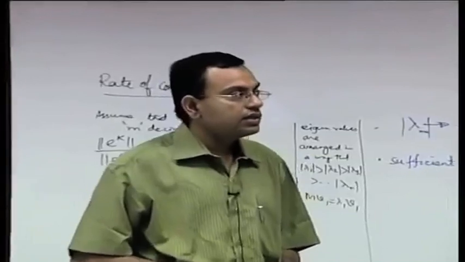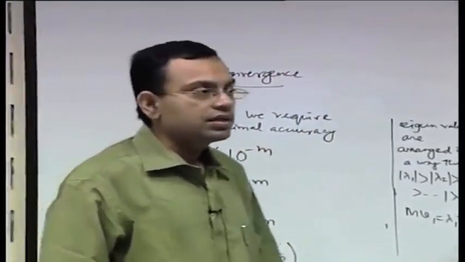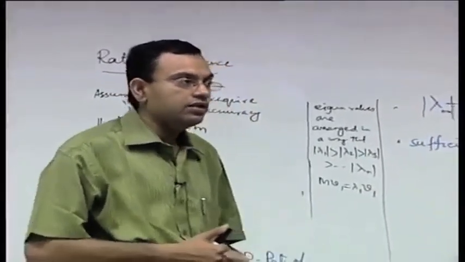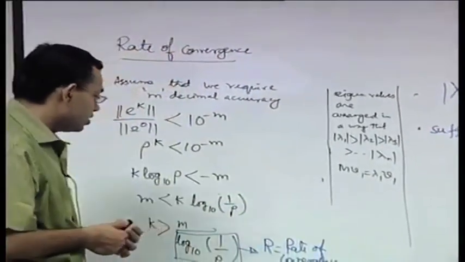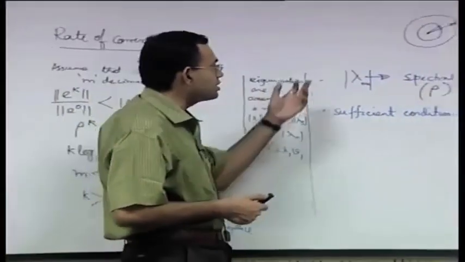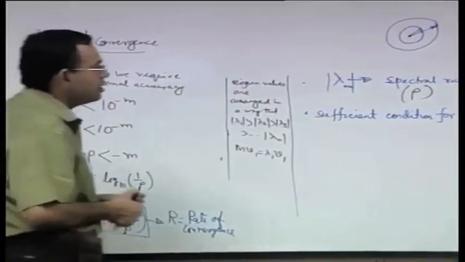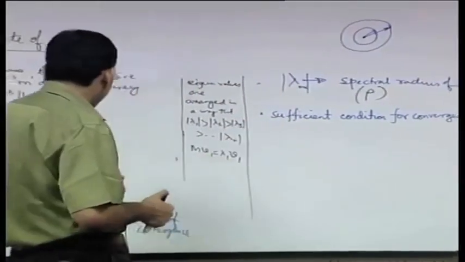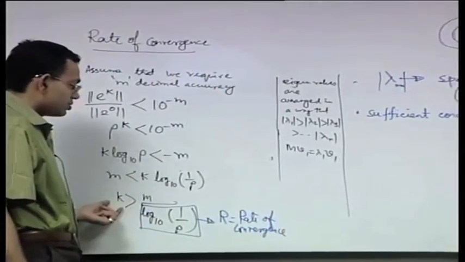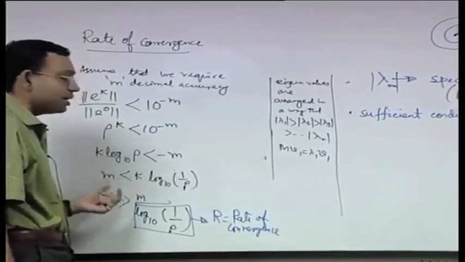At the end of the previous lecture we were discussing two important terminologies, the spectral radius of convergence and the rate of convergence, and we will be continuing with that. So, let us try to focus a bit first on the spectral radius of convergence. As we have seen, if you want to have a very small number of iterations to satisfy convergence, then what should be the spectral radius of convergence?